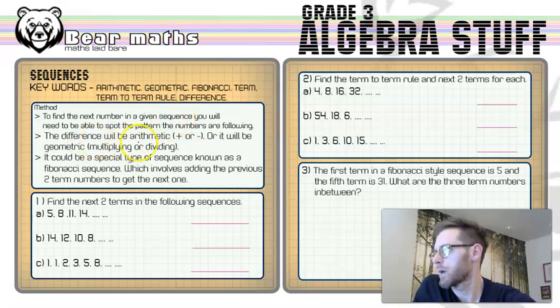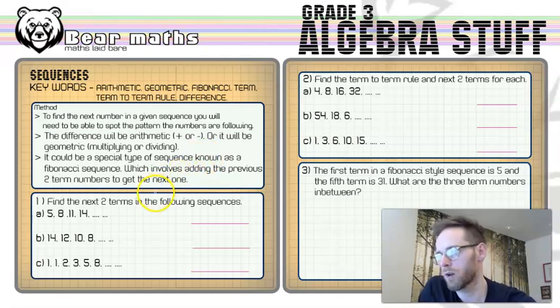The difference will be arithmetic, adding or subtracting, or it will be geometric. It could be a special type of sequence known as the Fibonacci sequence, which, like I said, involves adding the previous two term numbers to get the next one. I already mentioned it, but it is worth mentioning twice. Now you should have it firmly fixed in your brains.